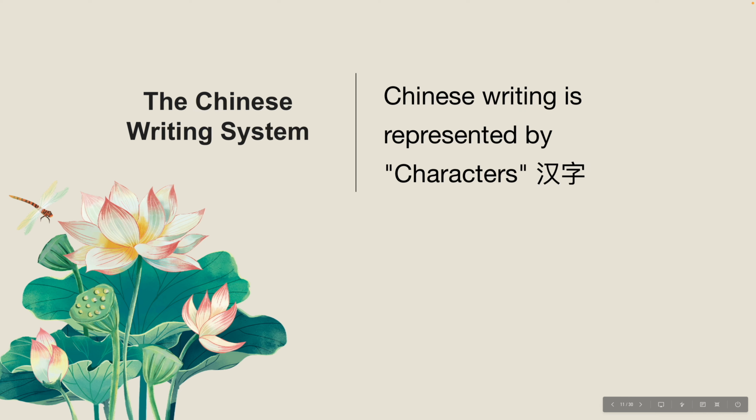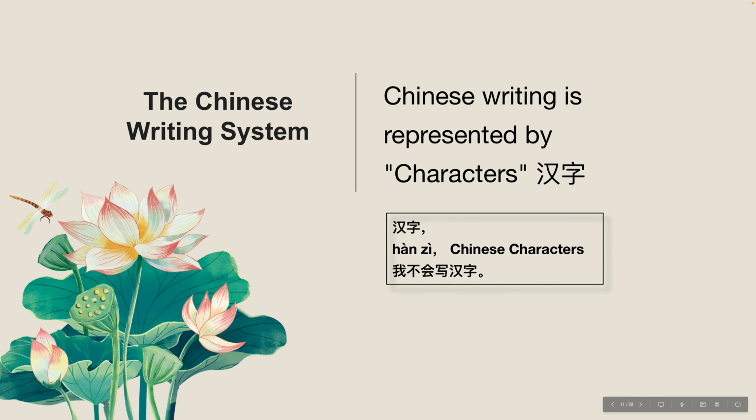Now we spent a lot of time talking about pinyin, but in real life we actually don't use it that much. Pinyin is mainly used to help people to pronounce the words or help people to type the word. Now we're going to learn the Chinese writing system. Chinese writing is represented by characters, 汉字. 汉字, Chinese characters. 我不会写汉字. I do not know how to write Chinese characters.